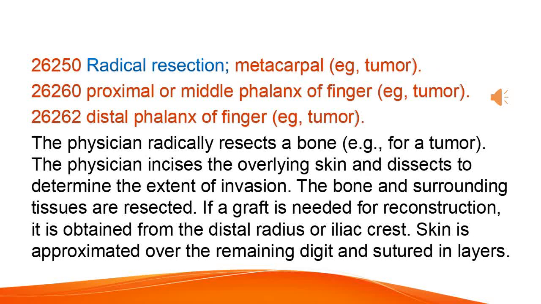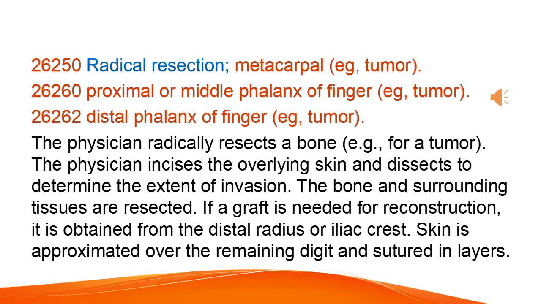Radical resection, metacarpal, e.g., tumor. Proximal or middle phalanx of finger, e.g., tumor. Distal phalanx of finger, e.g., tumor. The physician radically resects a bone, e.g., for a tumor.